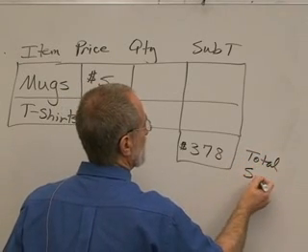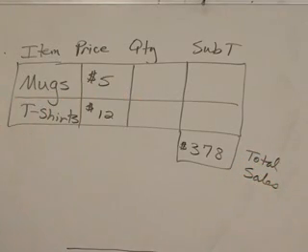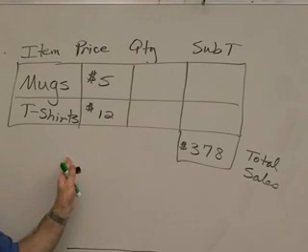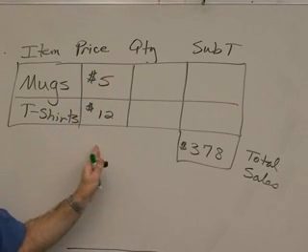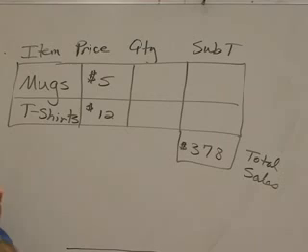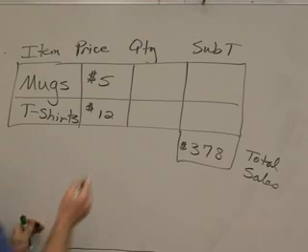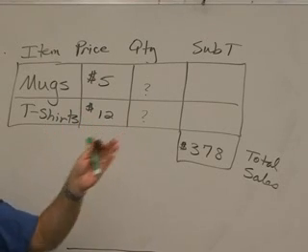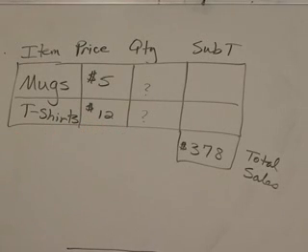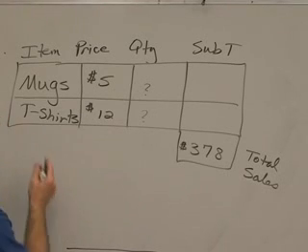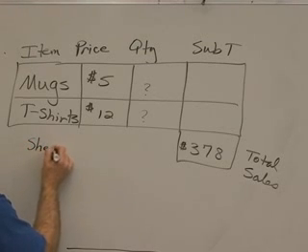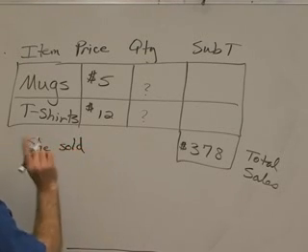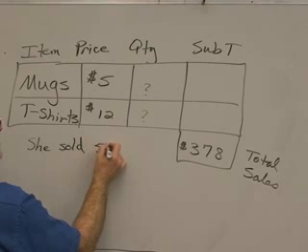Now, last time we said she sold 3 times as many mugs as t-shirts. This time, they're going to tell it to us a different way. They're still going to ask for both these things. One of them's still going to be X, the other one's going to be something else with X in it. But now, they're not going to tell us which one sold more. They're going to say, she sold 56 mugs and t-shirts.